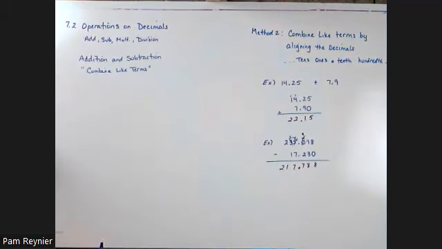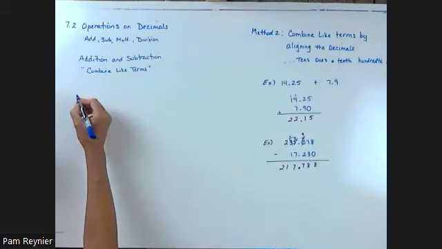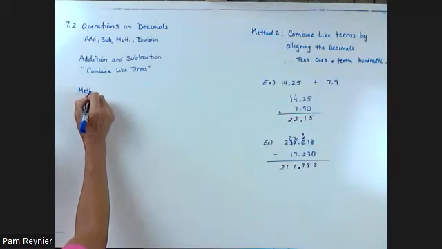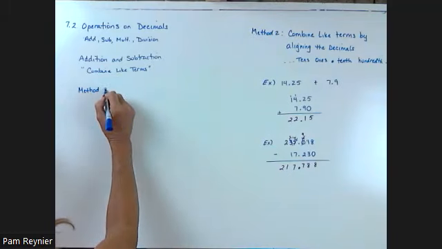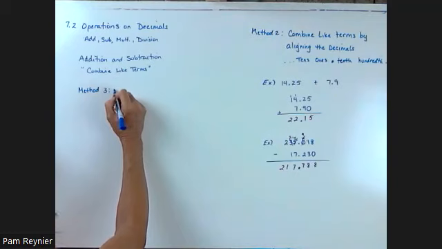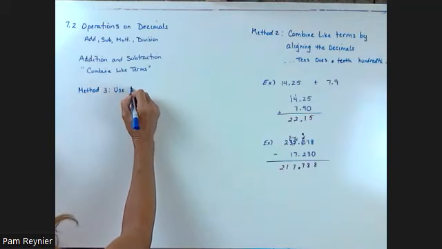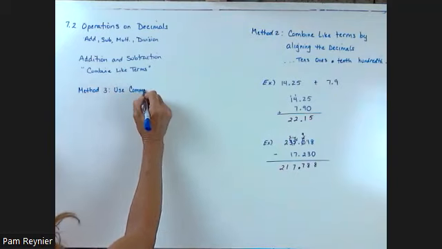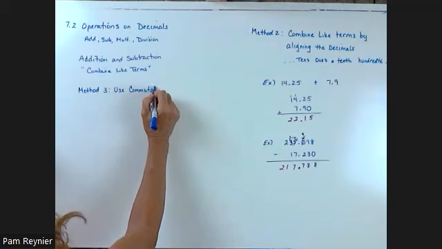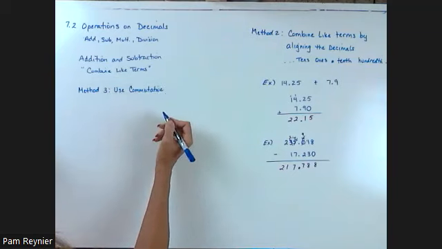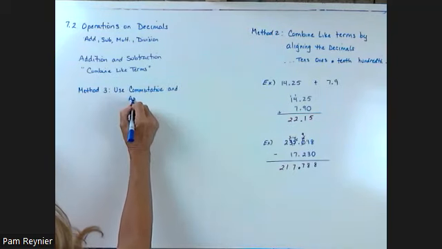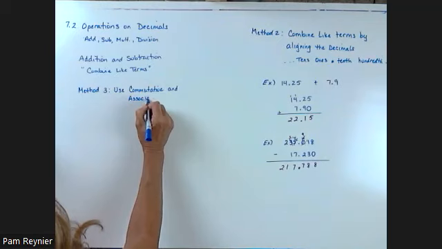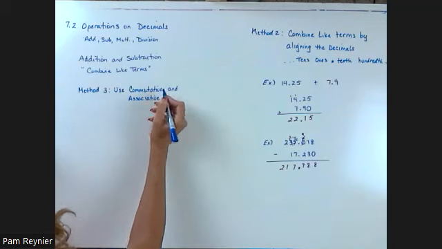And then our third method, again, always keeping in mind combining like terms. Our third method uses the commutative and associative properties. We want to move, so we're going to use the commutative property to move like terms near each other. And we're going to use the associative properties so that we can group the like terms together.